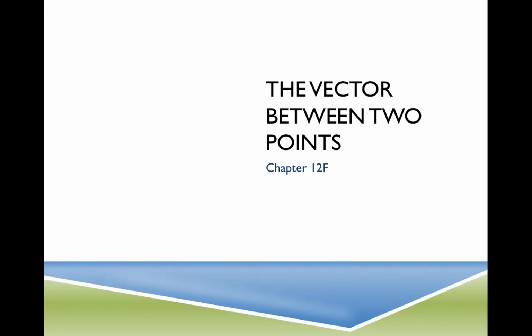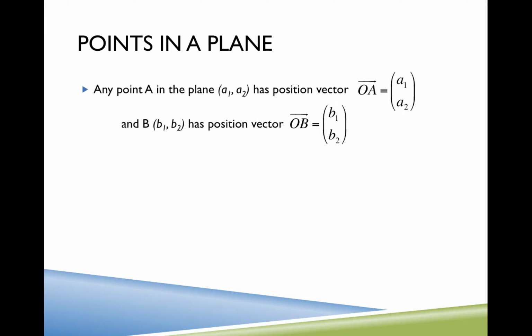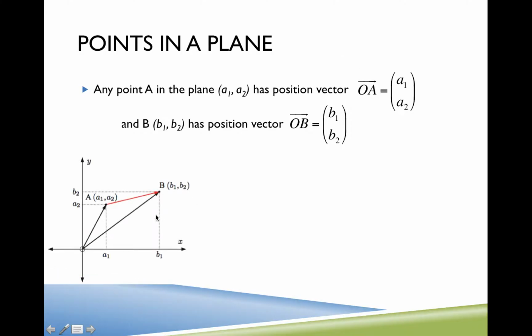Or I can use my unit vector form and say how many i's do I move right and how many j's do I move up. Today we're going to be talking about the vector between 2 points in a plane, between 2 specific points. So if I'm given any point A in the plane, let's say A1, A2, then it has that position vector from O to A. When I say position vector, I mean from that point O to A, from that origin to A. And so if I have B, let's call it B1, B2, it has position vector, again from the origin, B1, B2.